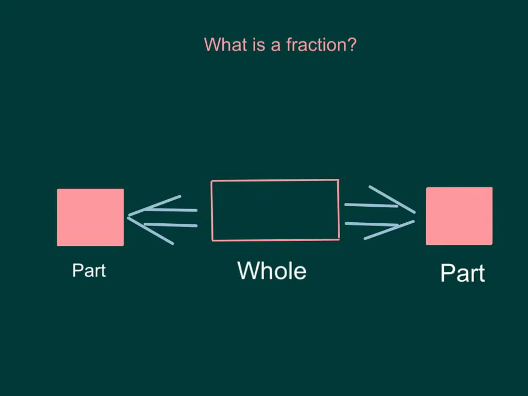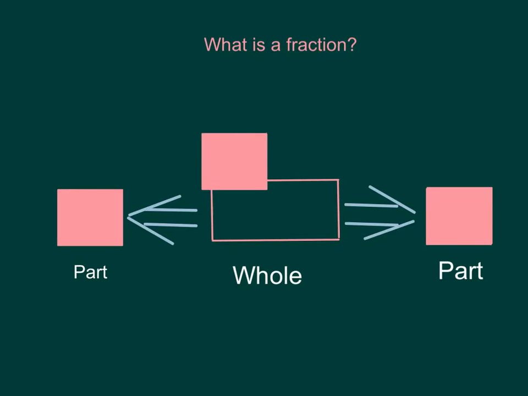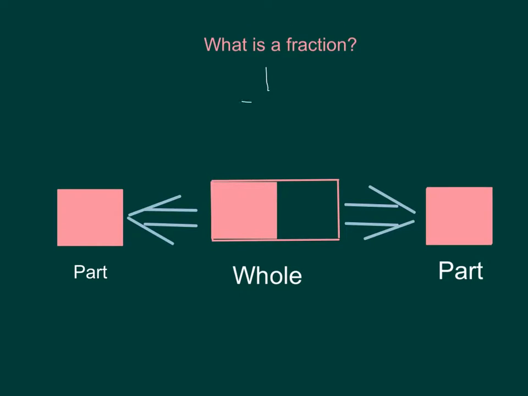Fractions are used to show a part of a whole. In this example, we have two equal parts or halves of a rectangle and a complete rectangle that represents a whole. If we were to represent the part as a fraction, we would write 1 over 2, as the 1 would represent the part and the 2 would represent the whole.